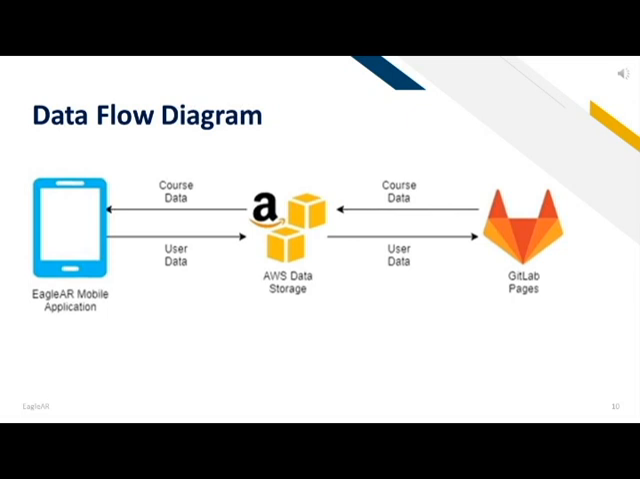This is a data flow diagram of our system that shows how the mobile application and the website application interact with each other. So on the left, we have the mobile application, and there the user's data will be collected and sent to Amazon Web Services to be stored. This information will then be accessed and accessible to the admin and professor users on the website, which is currently on GitLab pages, but will be moved, as explained before, to Pluto.